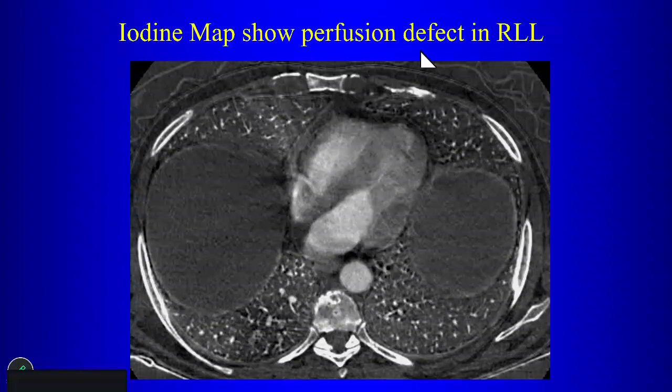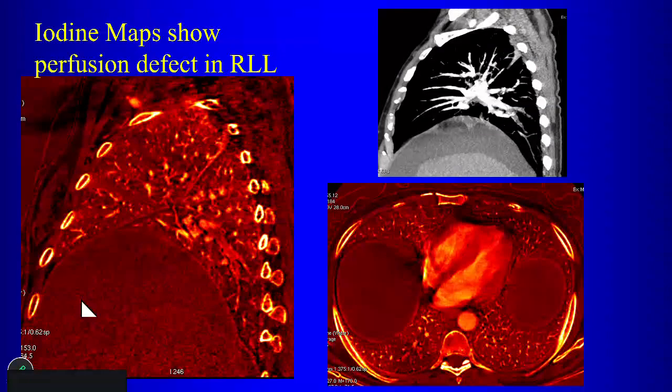It's easier. You can do iodine maps, perfusion, right? So by identifying the iodine, you get these images where it shows you the perfusion, and you can see there's a perfusion defect here. Of course, you can do it in color.